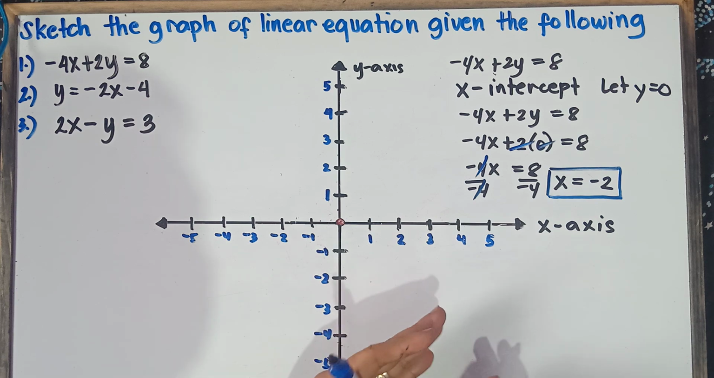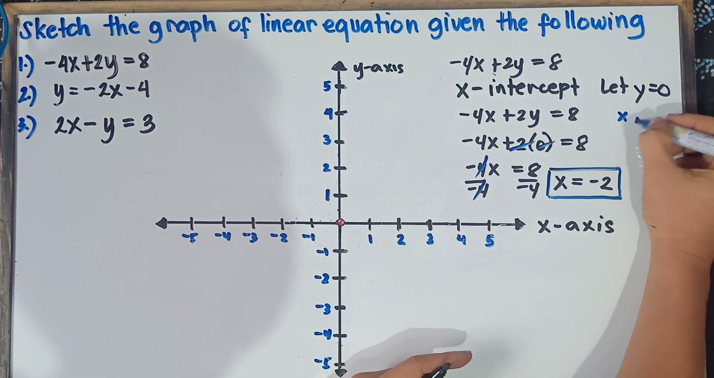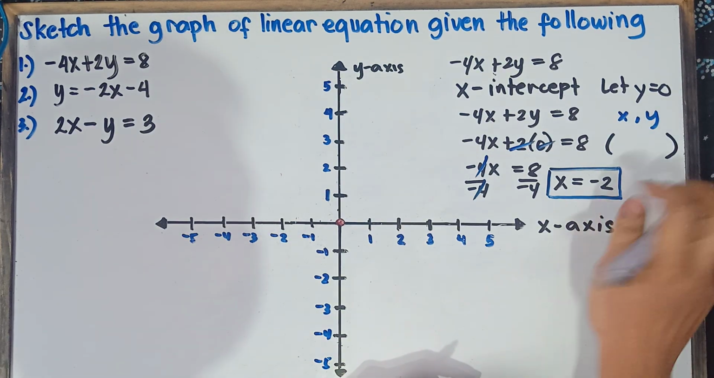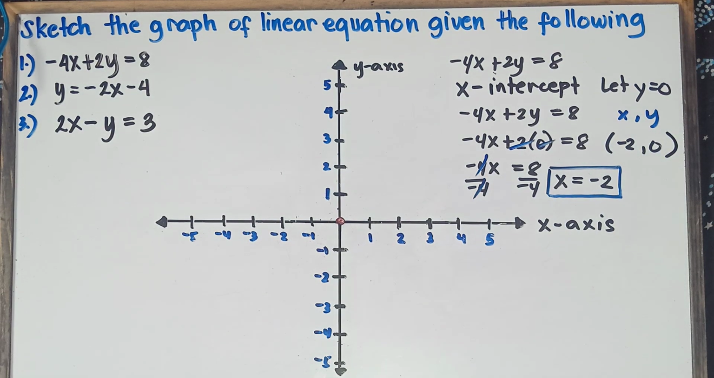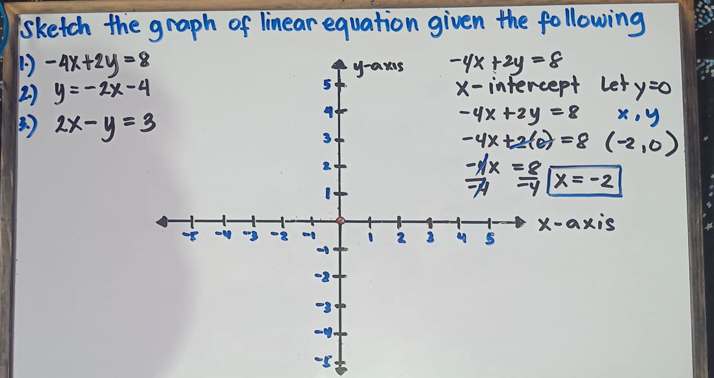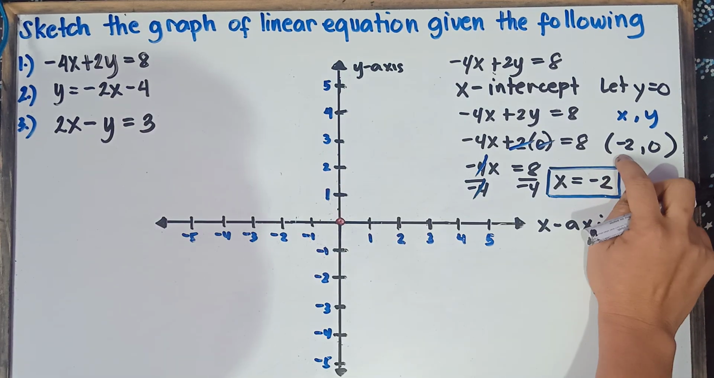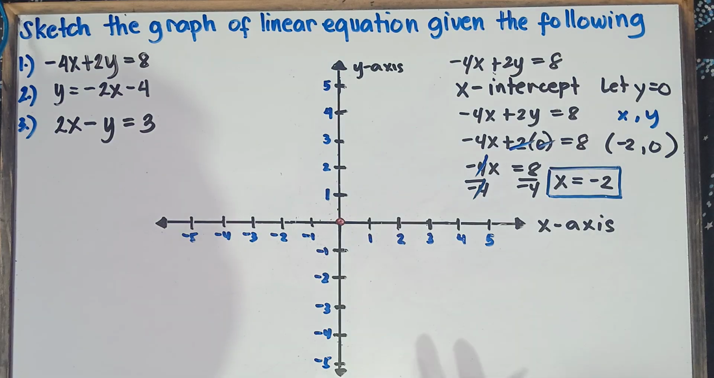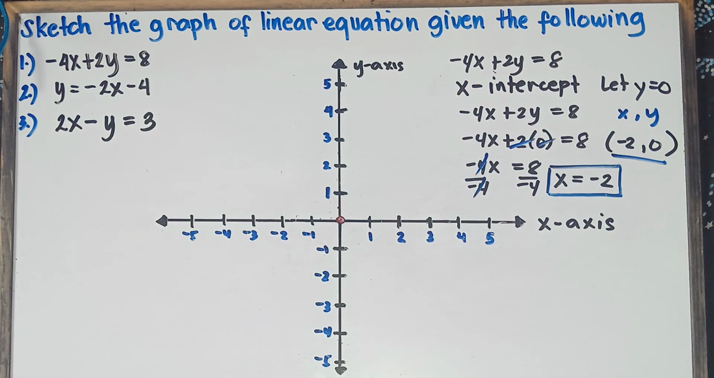Now, to have the ordered pair, our ordered pair would be x and then y. So our x is negative 2, and our y is 0. Once again, first step, you get the x-intercept, negative 2, and the ordered pair is negative 2 for x and 0 for y. So this will be our first answer for the ordered pair. Alright, so we're done with the x-intercept.